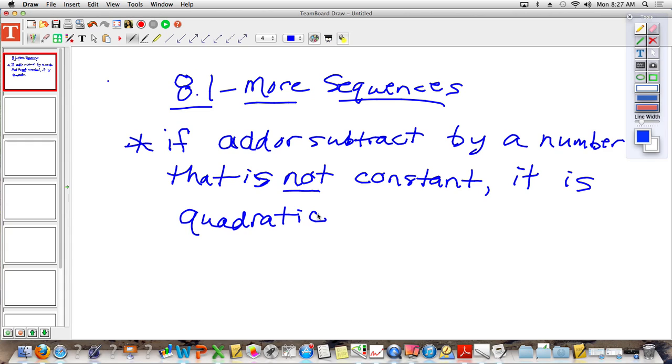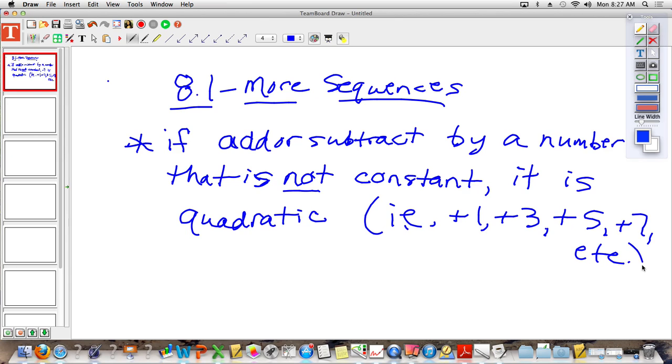And what I mean by when you are adding or subtracting by a number that isn't constant is that you are adding 1, and then you add 3, and then you add 5, and then you add 7, etc. When that happens in your sequence, you have what's called a quadratic sequence. And I will talk to you about how you come up with a rule for that in just a minute. I just want you guys to get these few notes in your notes first.